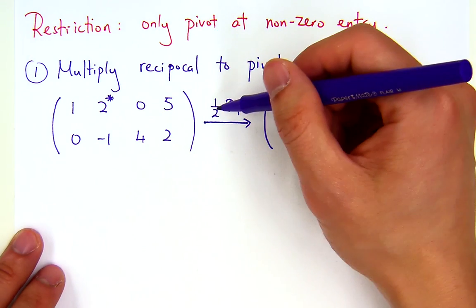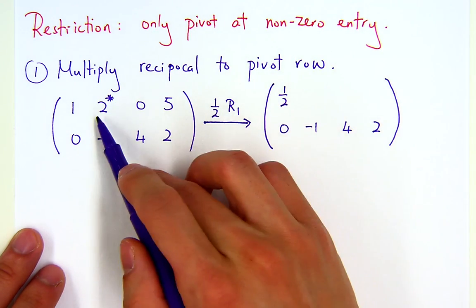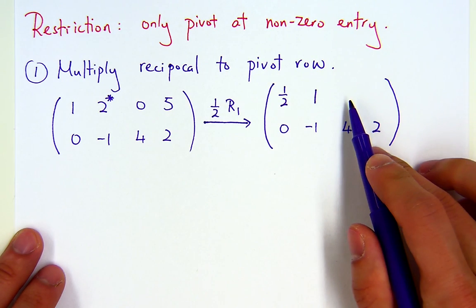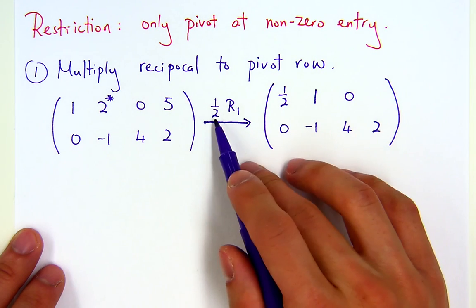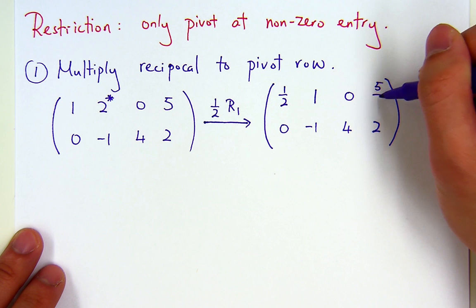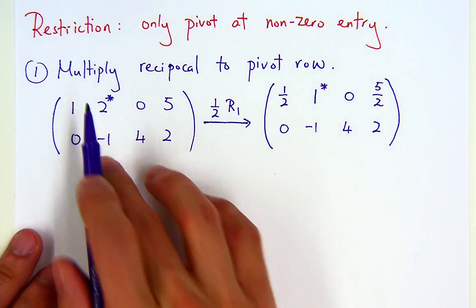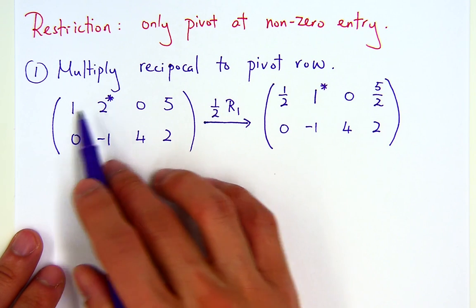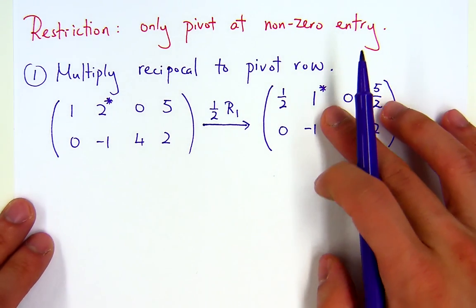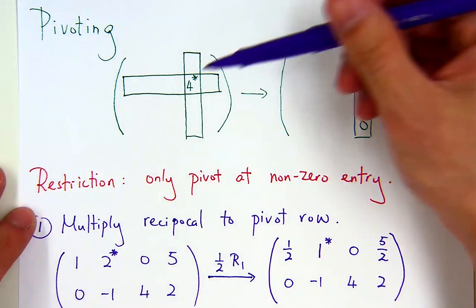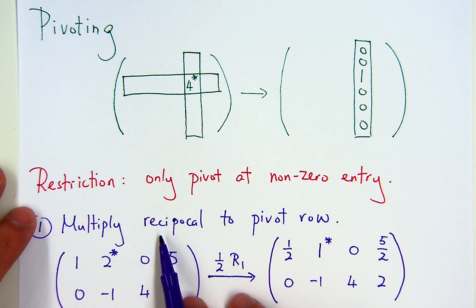So the first entry is 1/2 times 1. That means 1/2. The second entry is 1/2 times 2. That means 1. The third entry is 1/2 times 0, 0. The last entry is 1/2 times 5, 5/2. This finishes the first step, multiplying the reciprocal of the pivot entry to the pivot row. And you can see that after this procedure, we make sure that the pivot entry turns into a 1 because we are multiplying the reciprocal to itself.